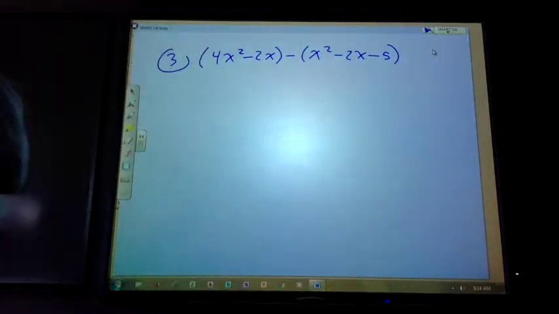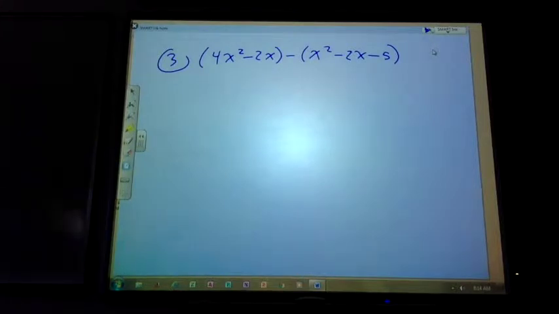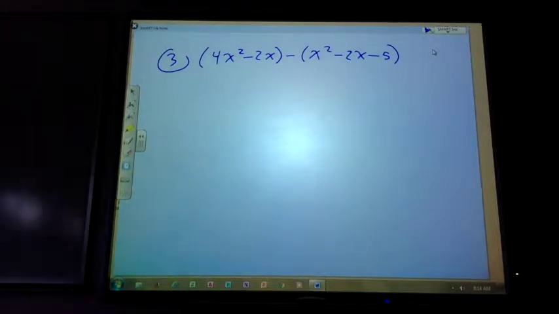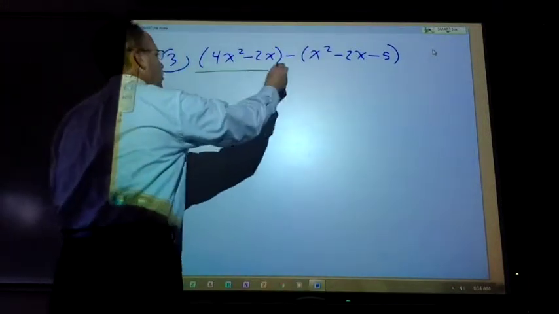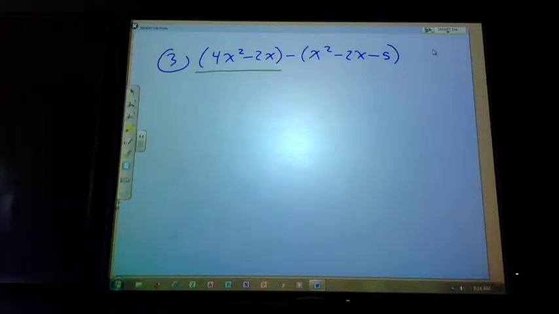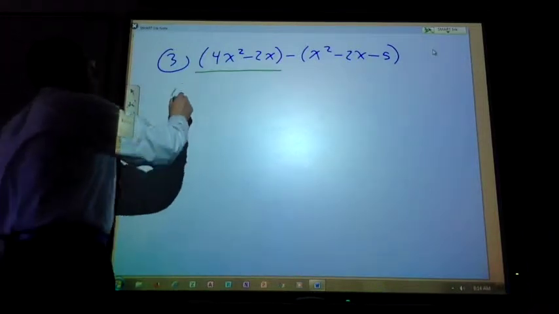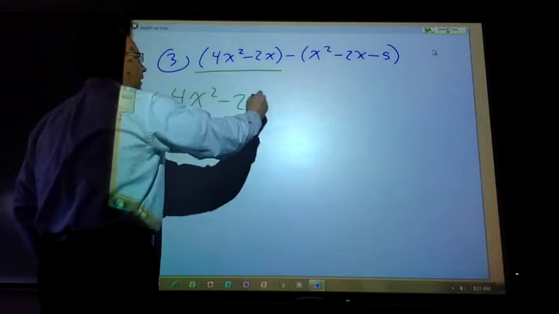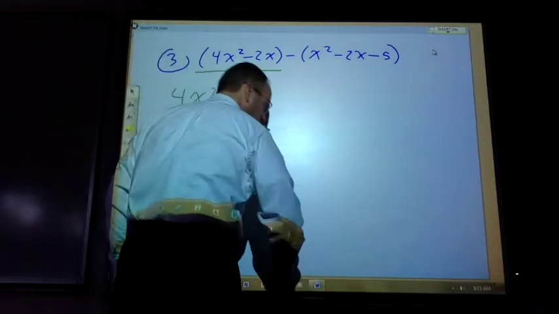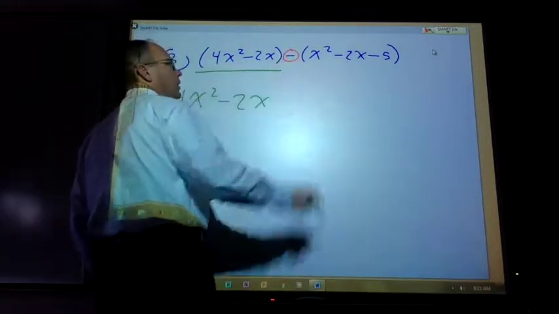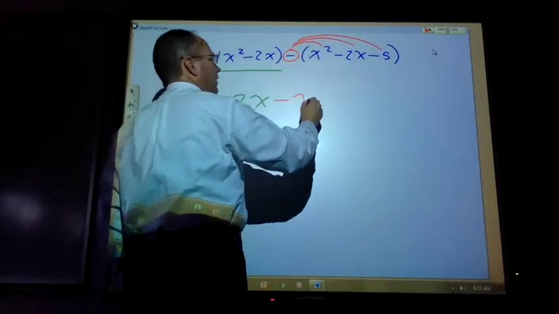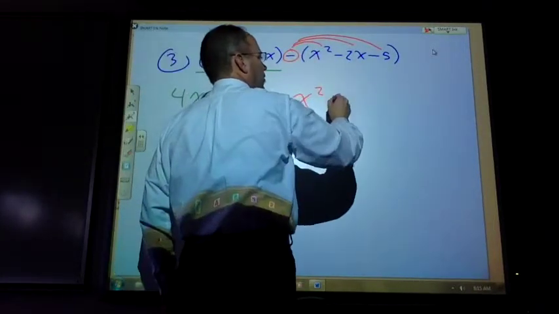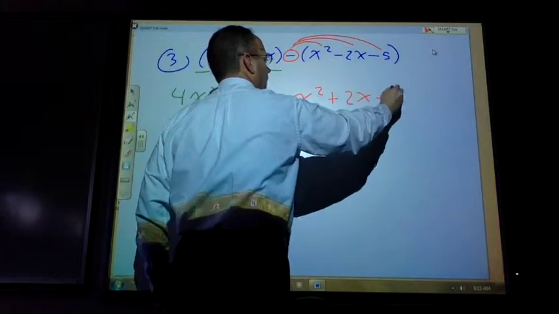So we're going to combine like terms. What we have to do first is drop our parentheses, yes? Can I drop the parentheses on this first one without changing any signs? Yes, absolutely. So 4x squared minus 2x. What about on this other one? What do I have to do with this negative? It has to distribute to all of those before you drop. So then you get negative x squared plus 2x and then plus 5. Yes?